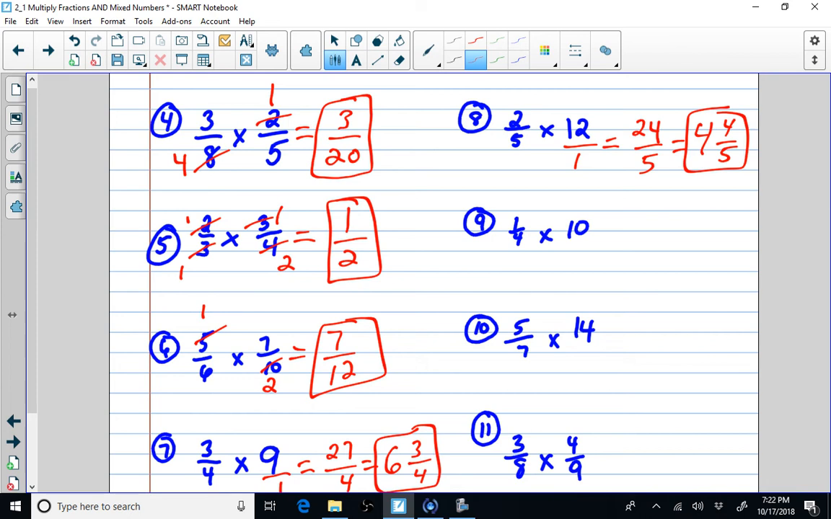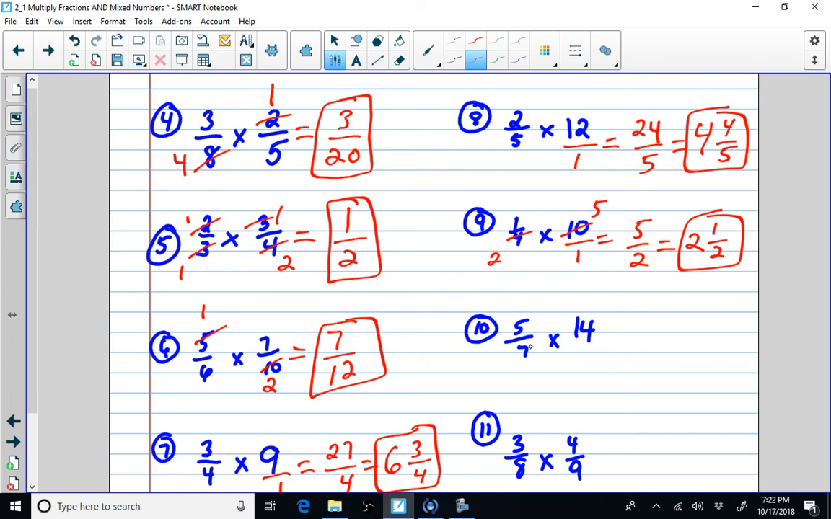Okay? Next problem, 1/4 times 10. I'm going to put my whole number over a 1. Here I can divide out 4 and 10, right? Because 4 and 10 have a common factor other than 1. We can divide both 4 and 10 by 2. So 4 divided by 2 is going to be 2. 10 divided by 2 is 5. Now I can multiply numerator times numerator. 1 times 5 is 5. Denominator times denominator. 2 times 1 is 2. I want to rewrite that improper fraction as a mixed number by dividing. 2 goes into 5 2 times with 1 left over my denominator of 2. So 2 1/2 is the same as 5/2.